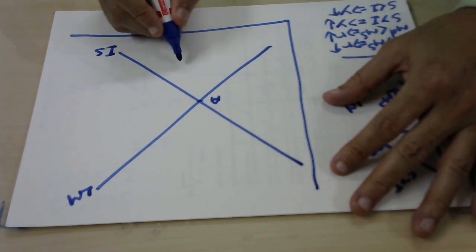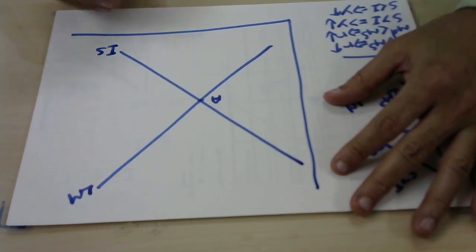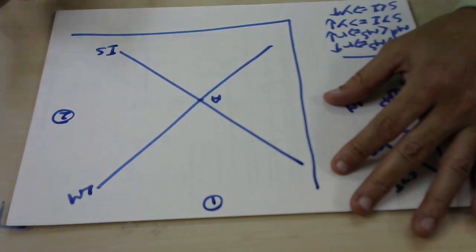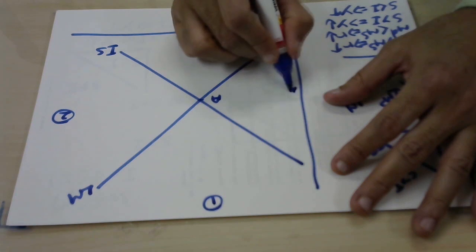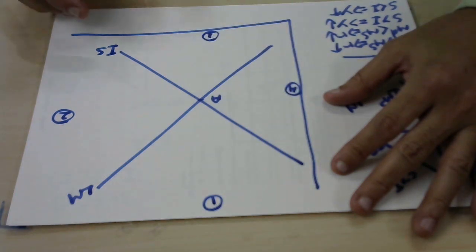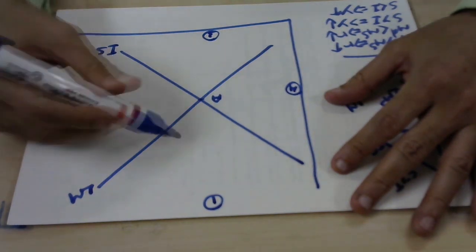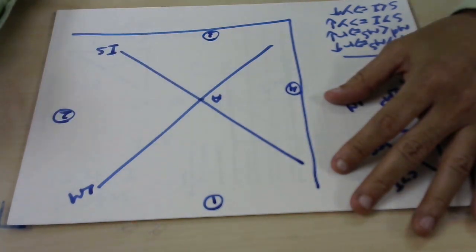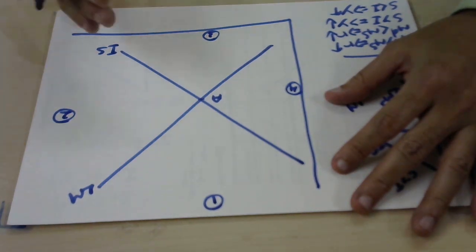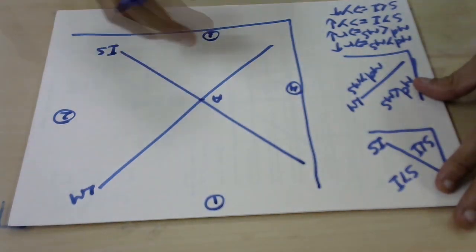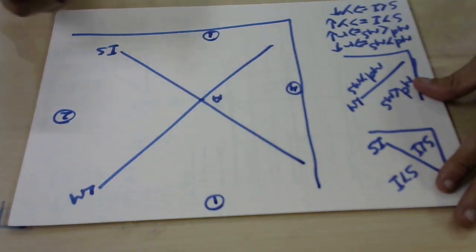But suppose you are not at point A, if you are at a disequilibrium point, maybe you are in quadrant 1, or you happen to find yourself in quadrant 2, or in say quadrant 3, or in quadrant 4. We want to know how the system will move from these disequilibrium points to the equilibrium point. And to know that, I have to find out what is happening to saving and investment in each quadrant, and what is happening to money demand and money supply in each quadrant.